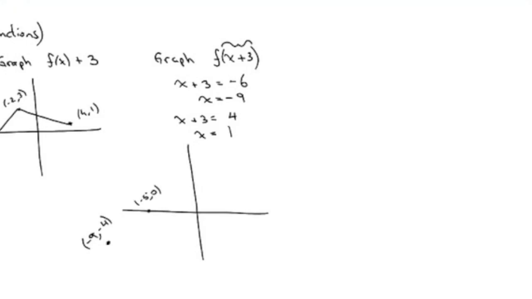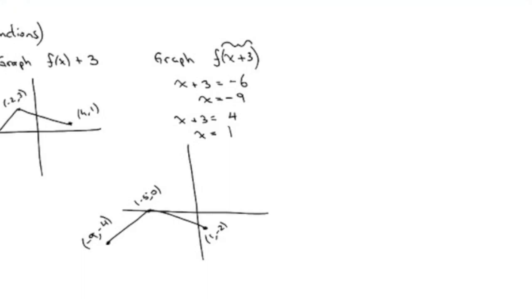Because you're just taking negative 2 and subtracting 3 from it. And (4, negative 2) now becomes (1, negative 2), which is over here. So the entire graph got shifted 3 units to the left. So this is one thing you have to be cautious of.